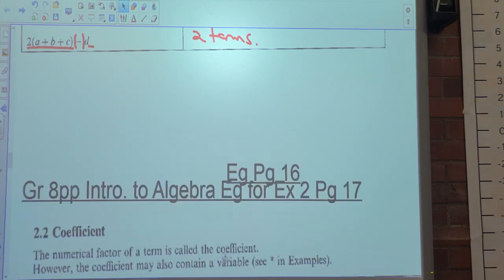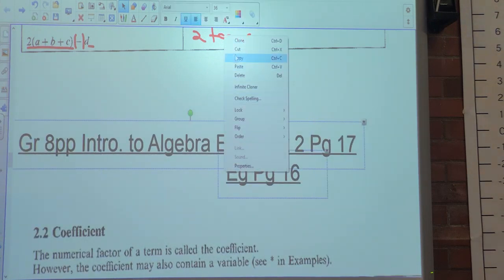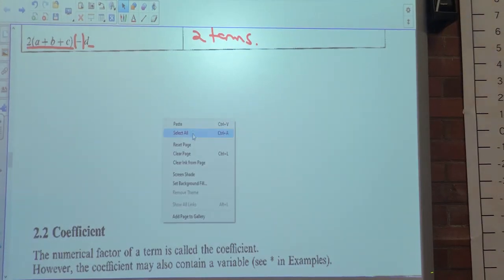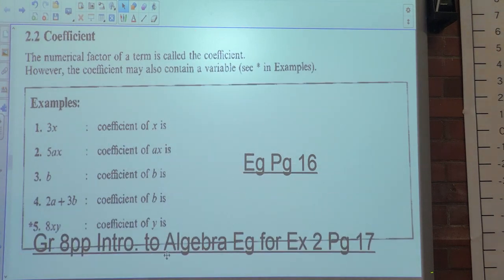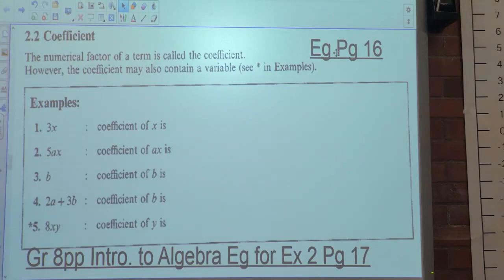So let's go to the next question. The next sum says, now we're going to look at coefficients. Again, you're going to write this down at the end of the video, at the end of my explanation. Okay. Coefficient. The numerical factor. People, what do you understand when you hear numeric? Number. It's a number. The numerical factor of a term is called the coefficient. However, the coefficient may also contain variables. See asterisk in example, which is the first one.